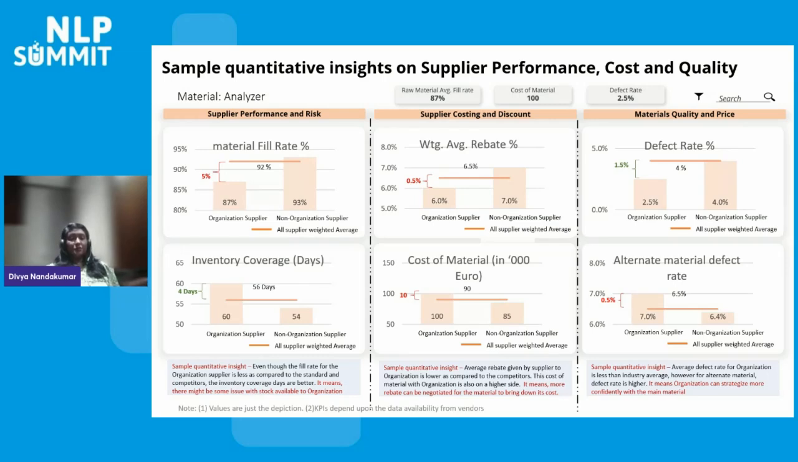So inventory coverage means, for a manufacturing plant, how many days can the plant run in its manufacturing process without new inventory coming into the plant. That is the meaning of inventory coverage. So here you can see the current organization is able to run the plant without new inventory for around 60 days, whereas the normal weighted average shows it is 56 days. That means your company performs 4 days better when compared to the market standards, which is a good sign.